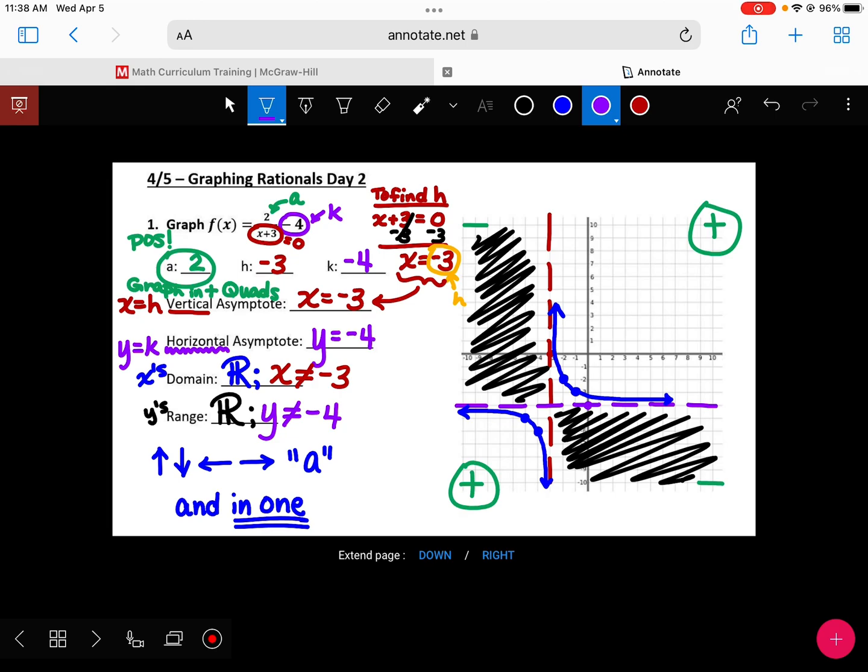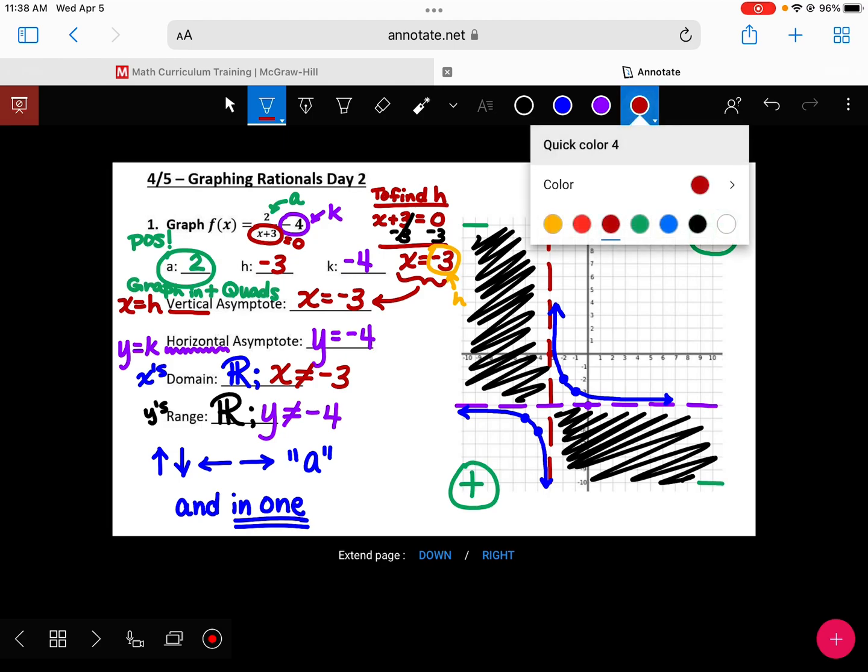So far, so good? Yes, sir. Is it always in 1? Does it always end in 1? Oh, in 1, yes. It's always up, down, left, right, whatever A is, and in 1. That part never changes. Your A value can change, but the in 1 will never change. Do you guys have any other questions for me about this one before we try a second one? All right, let's look at the next one.